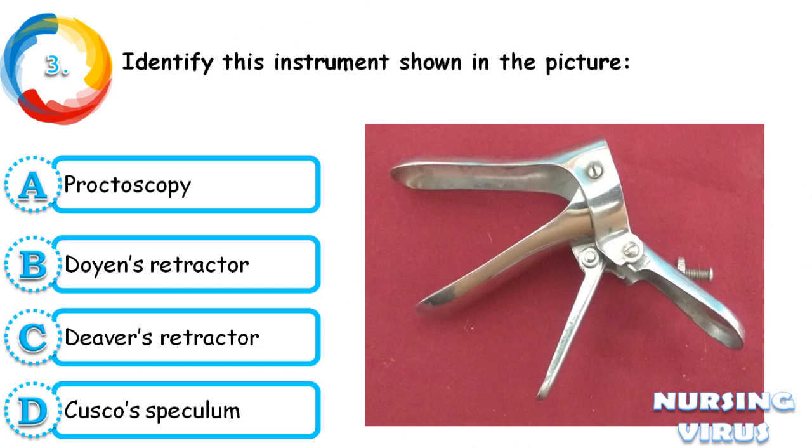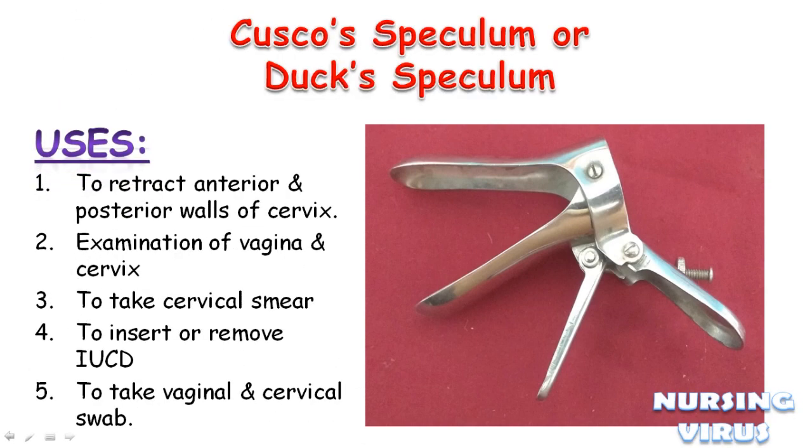Image 3. Identify this instrument shown in the picture. Options are proctoscope, Doyen's retractor, Davier's retractor, and Cusco's speculum. The correct option is Cusco's speculum. Here the rationale: Cusco's speculum is otherwise known as duck's speculum. Why? Because the instrument looks like a duck's mouth, so it is otherwise called duck's speculum.